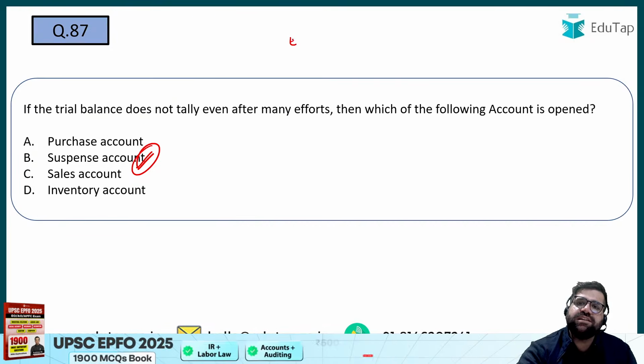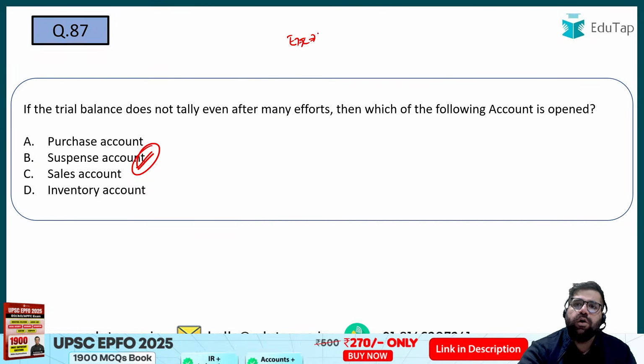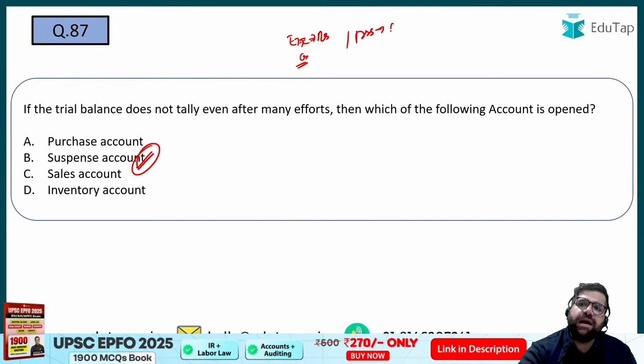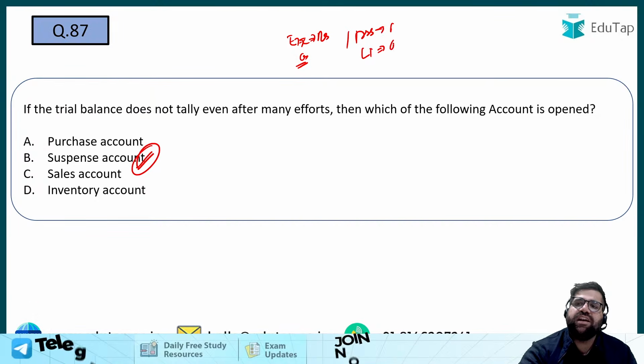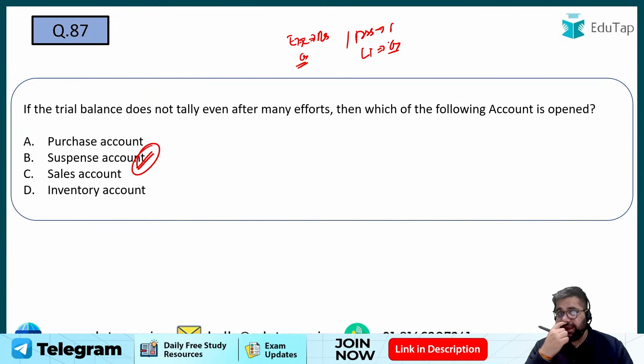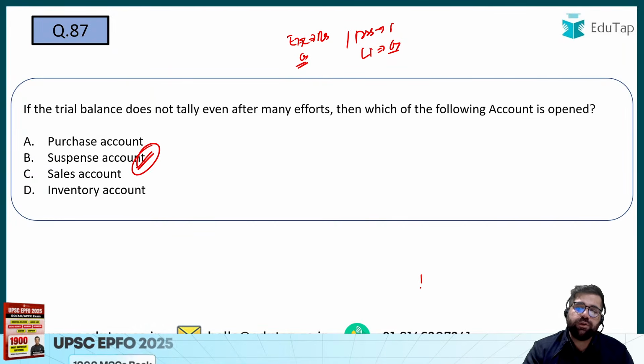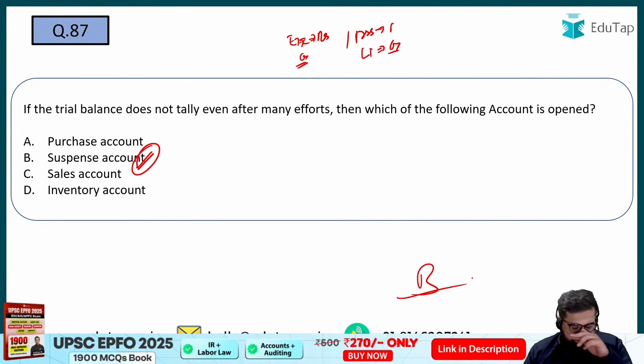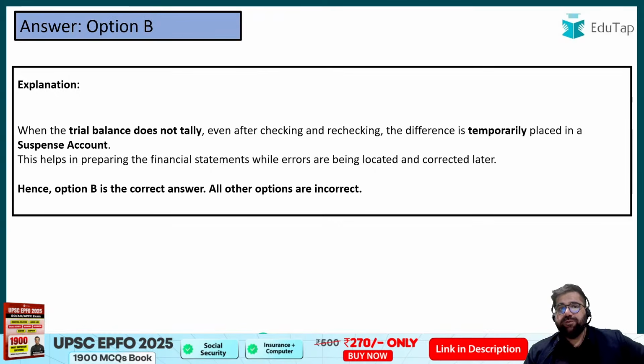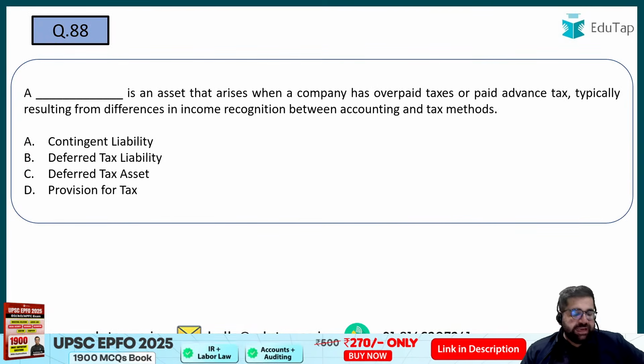Like all expenses will have debit balance, all incomes will have credit balance, all assets will again have debit balance, all liabilities will have credit balance. But accounts में एक ही अकाउंट ऐसा है जो सस्पेंस अकाउंट है जिसका डेबिट और क्रेडिट दोनों बैलेंस हो सकता है, right? So my answer over here will be option number B. Let's move forward to question number 88 now.